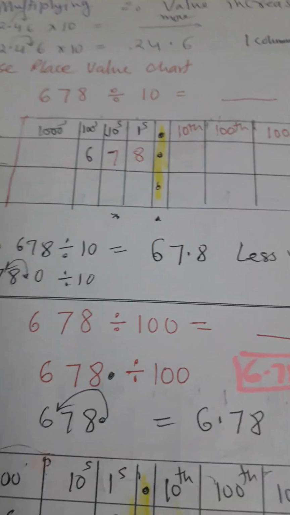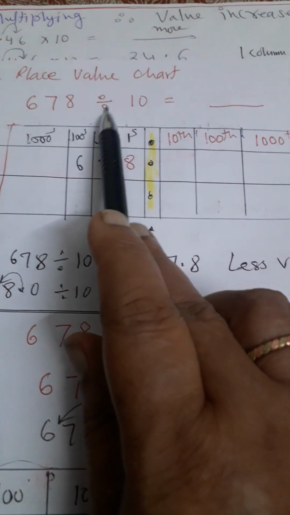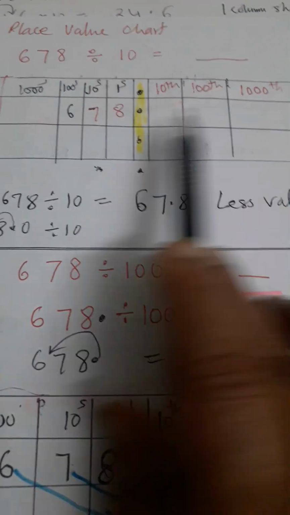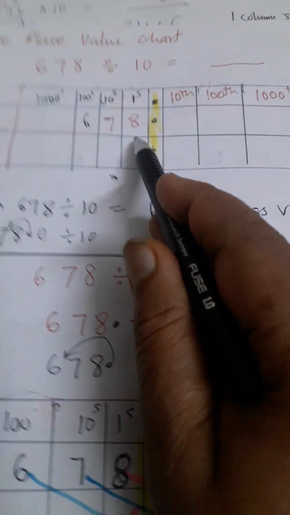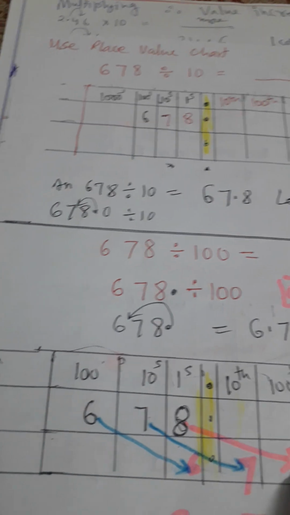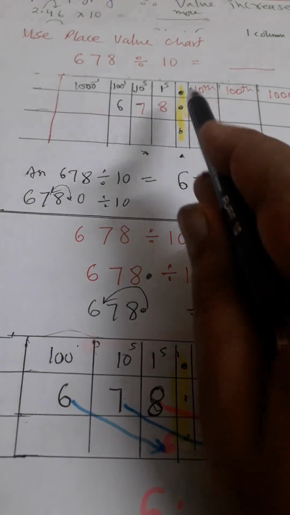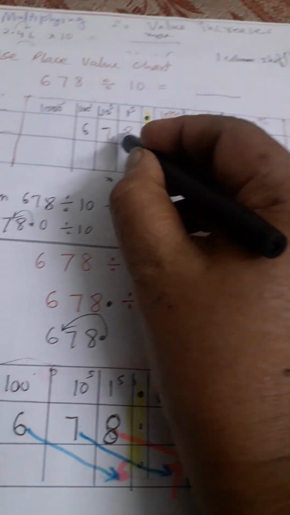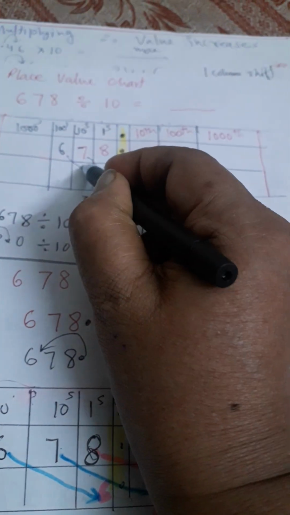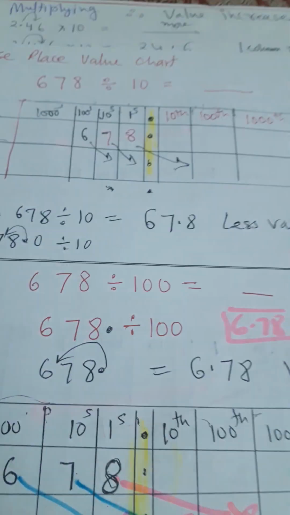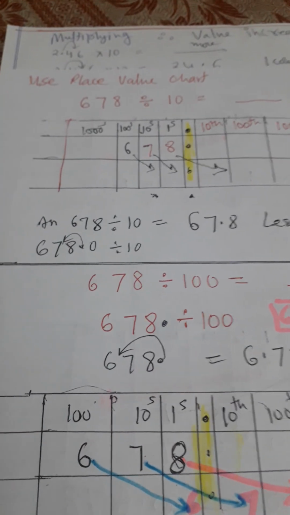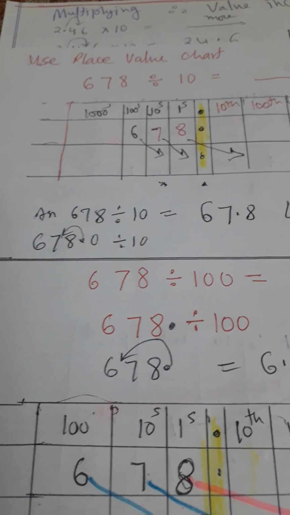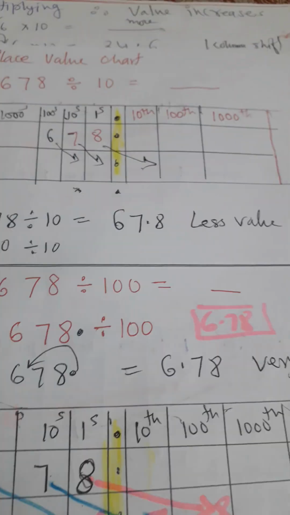Now we'll take a second example. Here it is 678 divided by 10. The same thing we have to do. Make a place value chart first. Now I will show you in front of you. When we divide, this 8 will come to which place? It comes to the first place here, and then 7 will come to this place, 6 to this place. They are moving back side, because they are becoming less.